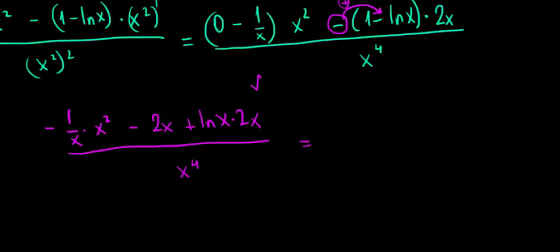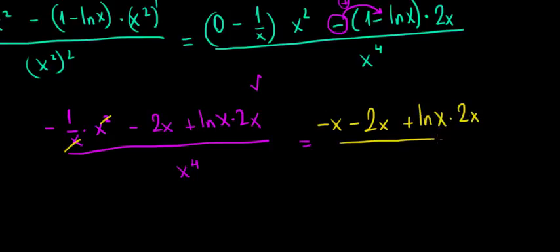Okay, can we do some simplifications? We can see that we can cancel out an x with an x from here, so we're left with minus x minus 2x plus ln of x times 2x divided by x to the power of 4.